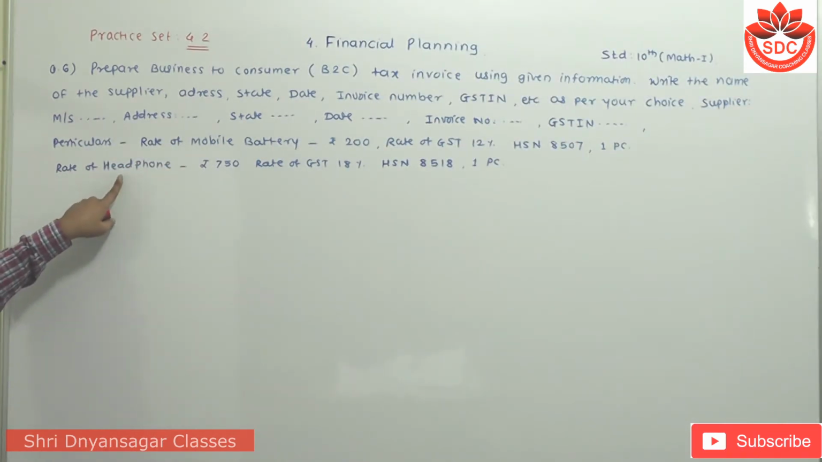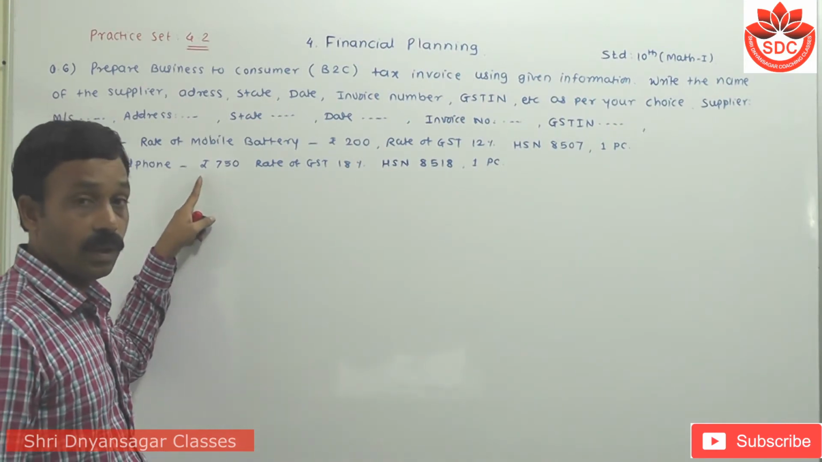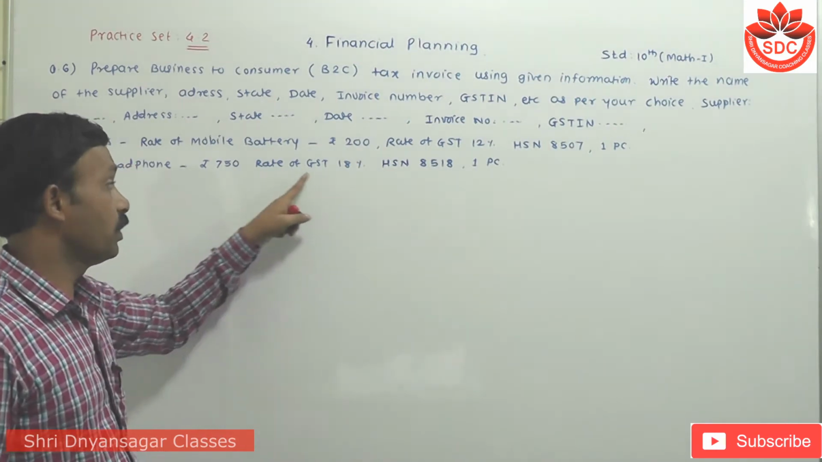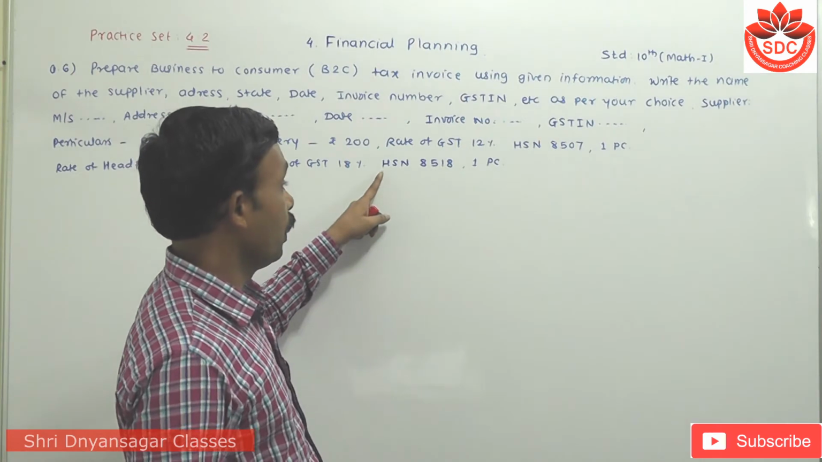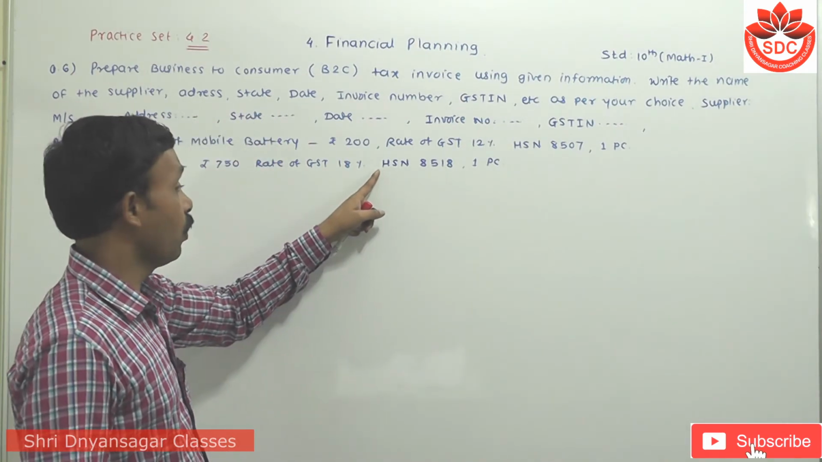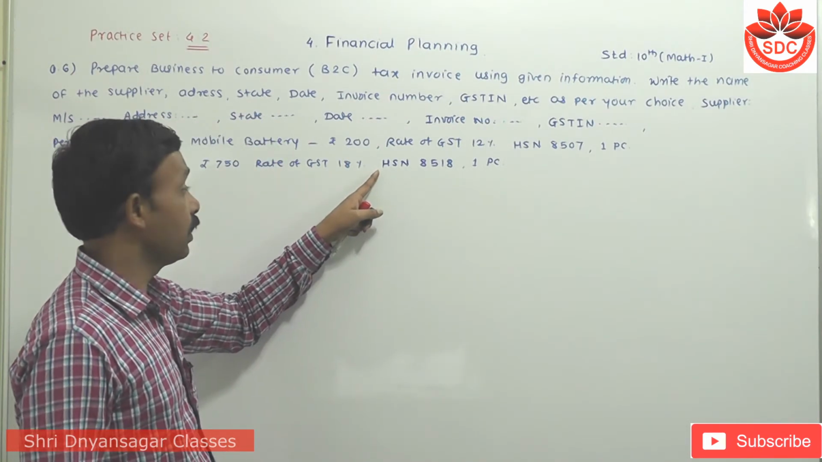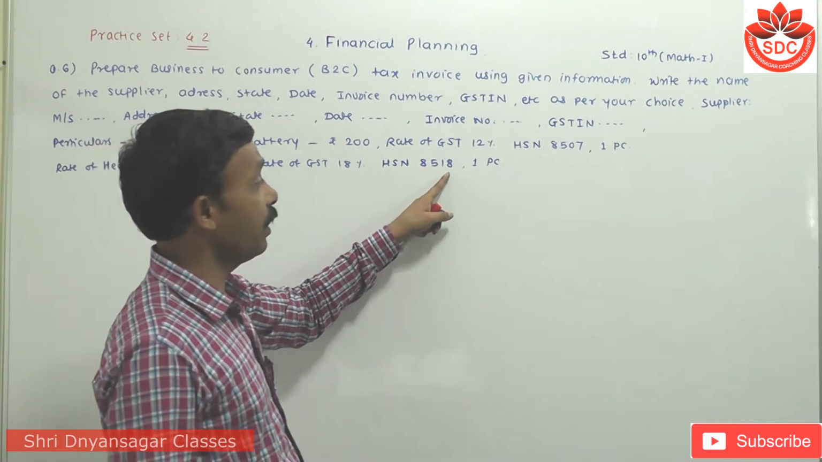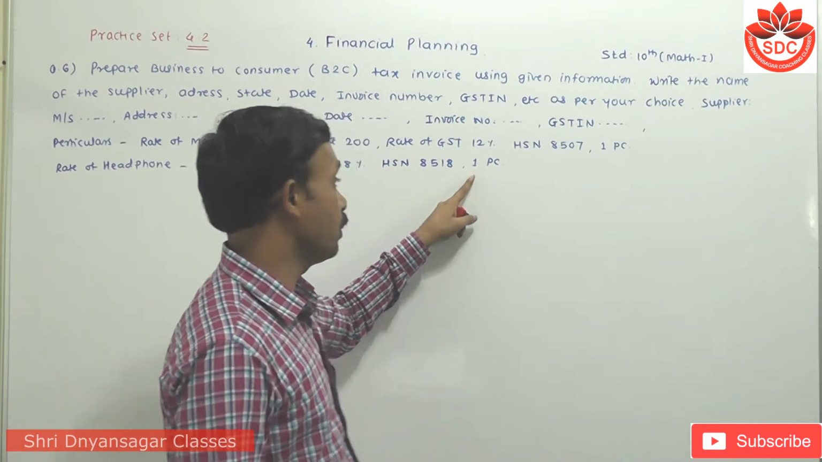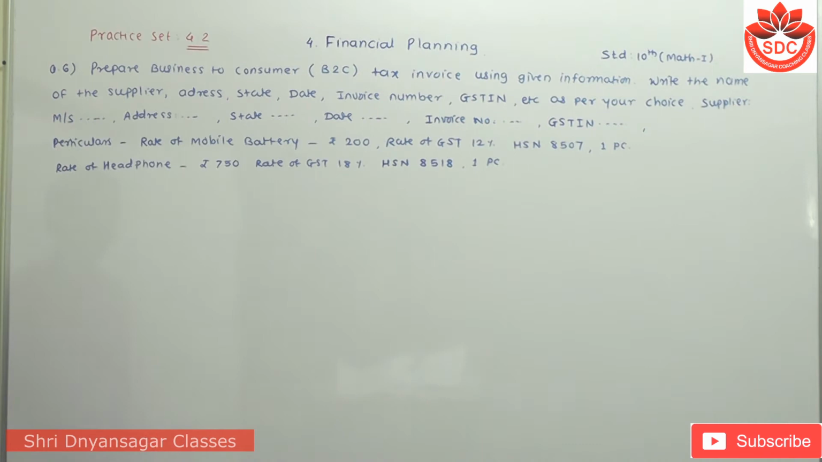Rate of headphone is given as rupees 750, rate of GST is 18%. HSN, that means Harmonized System Nomenclature, is 58518, and one piece, that means one packet of this headphone. Now students, first I will take the solution.